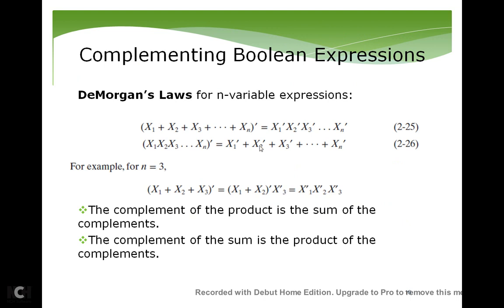Now, De Morgan's law can be extended to n variables. You can see, for example, n equals 3. You have the 3 x's with the complement, and it is the same as, the pluses go to ands, and you get x1 primed, x2 primed, x3 primed. So the complement of the product is the sum of the complements. Complement of the sum is the product of the complements.